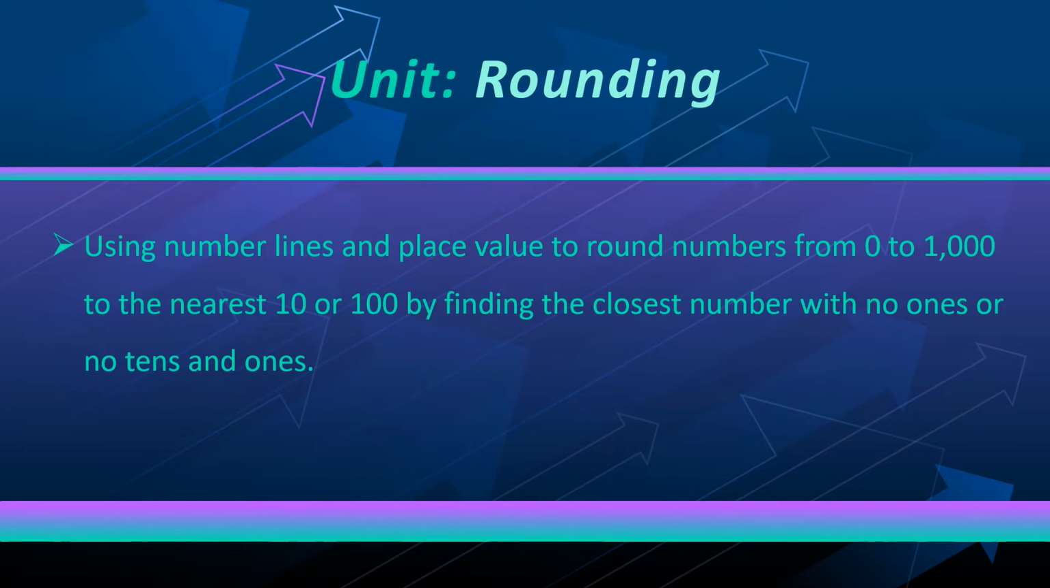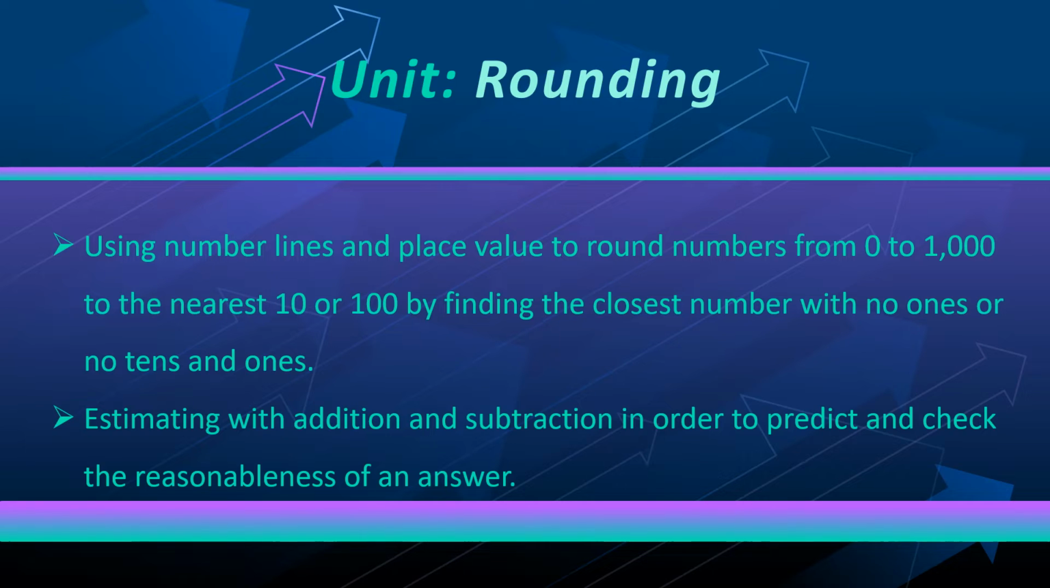For this rounding unit, we will have two key learning goals. The first learning goal is using number lines and place value to round numbers from 0 to 1,000. We'll be rounding these numbers to the nearest 10 or 100 by finding the closest number with no ones or no tens and ones, often referred to as benchmark numbers. Also, students will be estimating with addition and subtraction in order to predict and check the reasonableness of an answer.